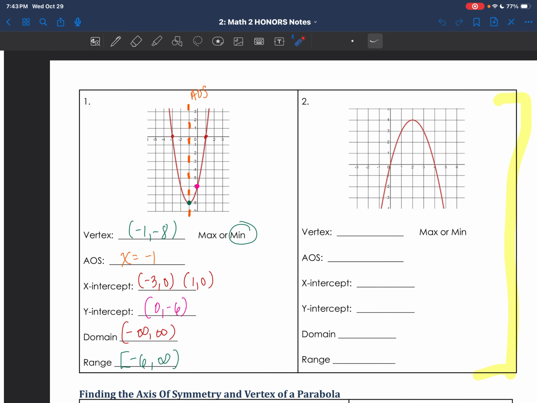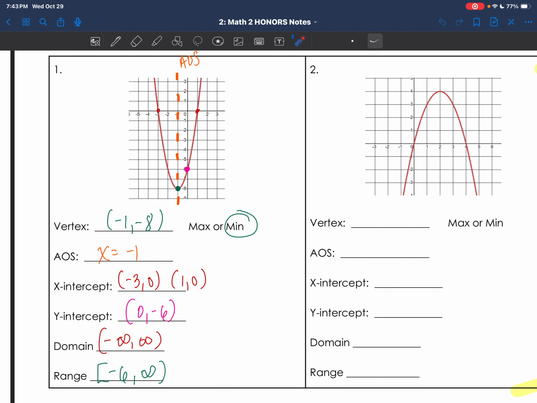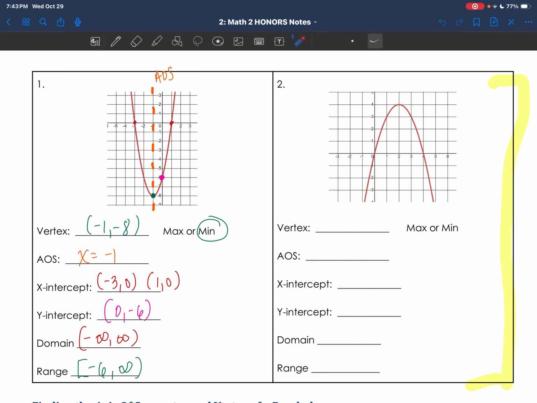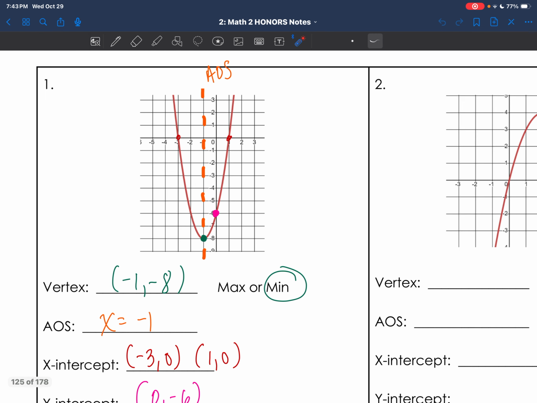All right, so now we're going to look at this one. I did this one for you, so you can go ahead and fill it out. But some important parts of this graph, first off, if you notice, it opens up. So since it opens up, you have a minimum point. So your minimum point is the vertex, and that is -1, -8 right here. The axis of symmetry is wherever you would divide it in half, and it goes through the vertex. So if you look here, notice that's -1 of your vertex. It's going to be x equals -1 for your axis of symmetry.